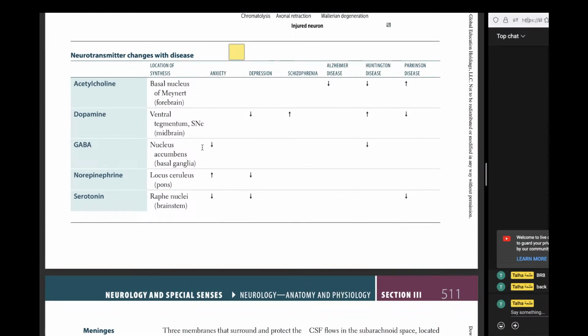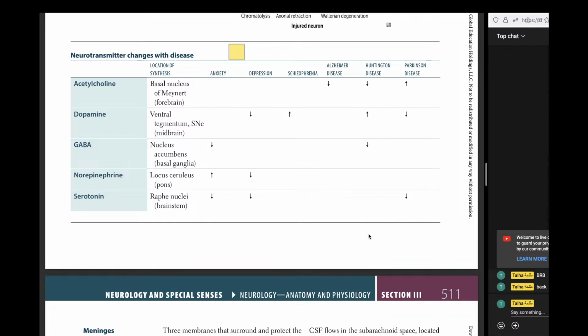Okay. So dopamine is decreased in depression, it's increased in schizophrenia. Increased in Huntington's, but decreased in Parkinson's. Meanwhile, okay, basal nucleus of Meynert. That is where acetylcholine comes from. It is decreased in Alzheimer's, decreased in Huntington's, and increased in Parkinson's. Okay, and this is decrease in depression, increase in schizophrenia, that's dopamine, increase in Huntington's, and decrease in Parkinson's.